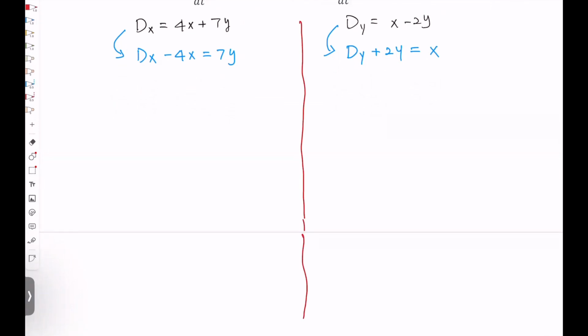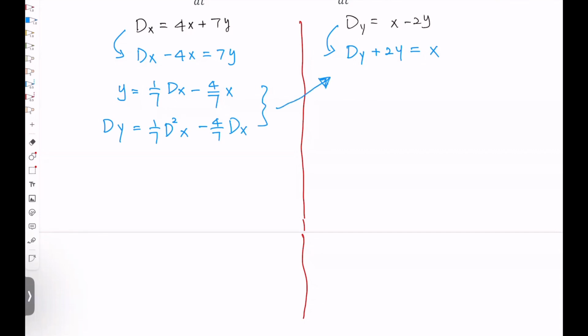Let's start with the first choice, Dx minus 4x equals 7y. From there, we have y equals 1 over 7 Dx minus 4 over 7 x, and Dy will be 1 over 7 D squared x minus 4 over 7 Dx. Use these two equations and substitute into the second equation. Then we have Dy, 1 over 7 D squared x minus 4 over 7 Dx, plus 2 times y, 1 over 7 Dx minus 4 over 7 x.